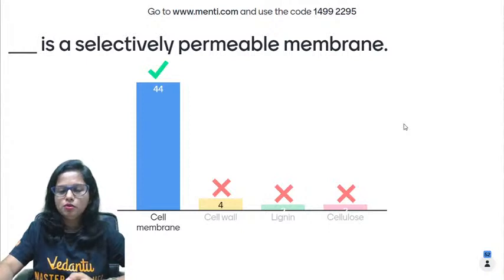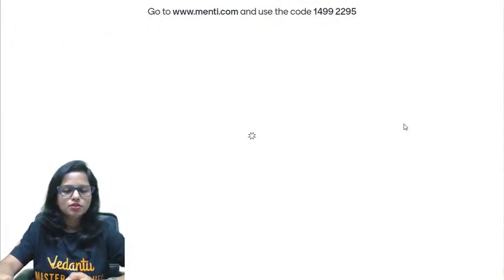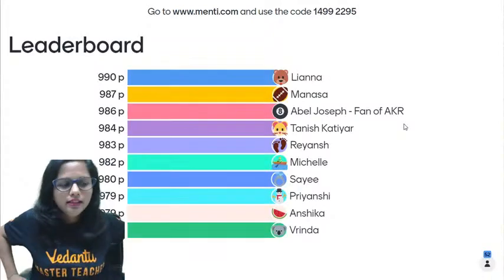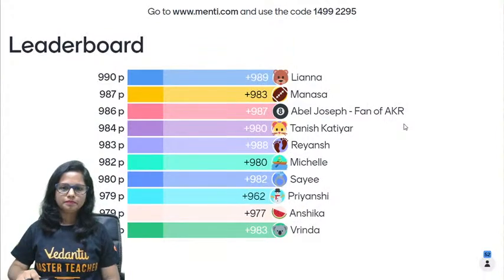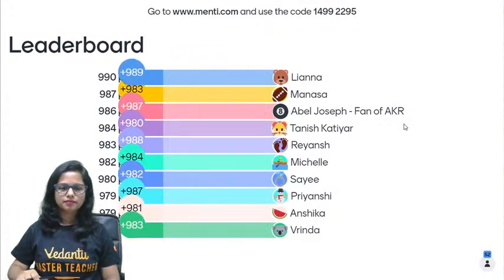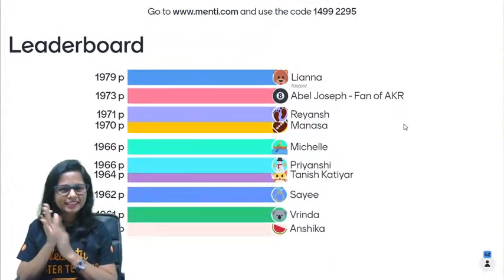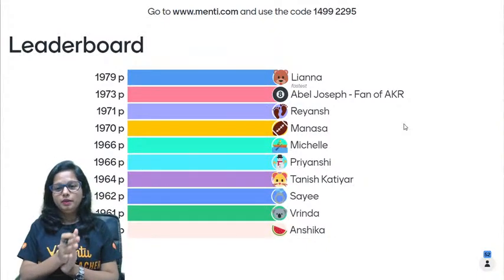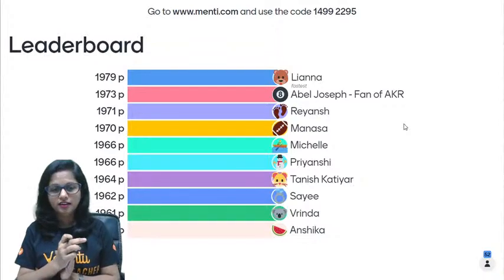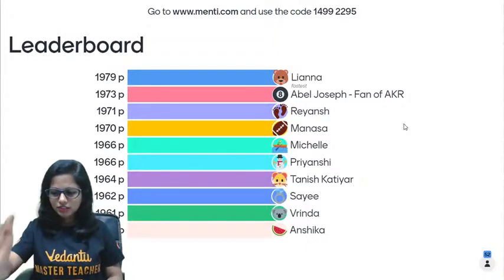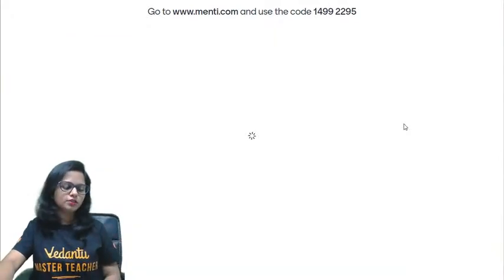Cell membrane, also known as the plasma membrane, is a selectively permeable membrane. So let's have a look at the leaderboard. So Liana, Abel, Riyansh, Manasa, Michelle, Priyanshi, Tanish, Saili, Vrinda, Anshika gave the correct answers. And that's really fab. Chalo, let's move on to the next question now.